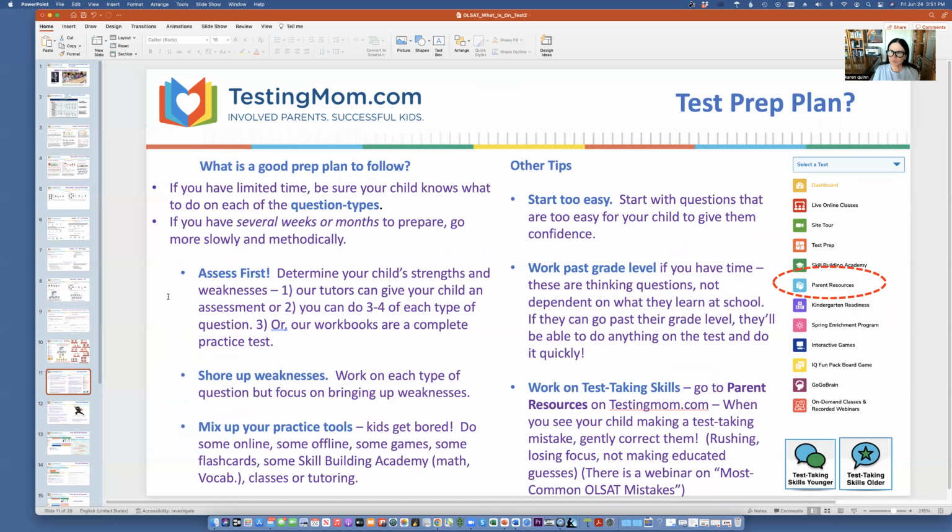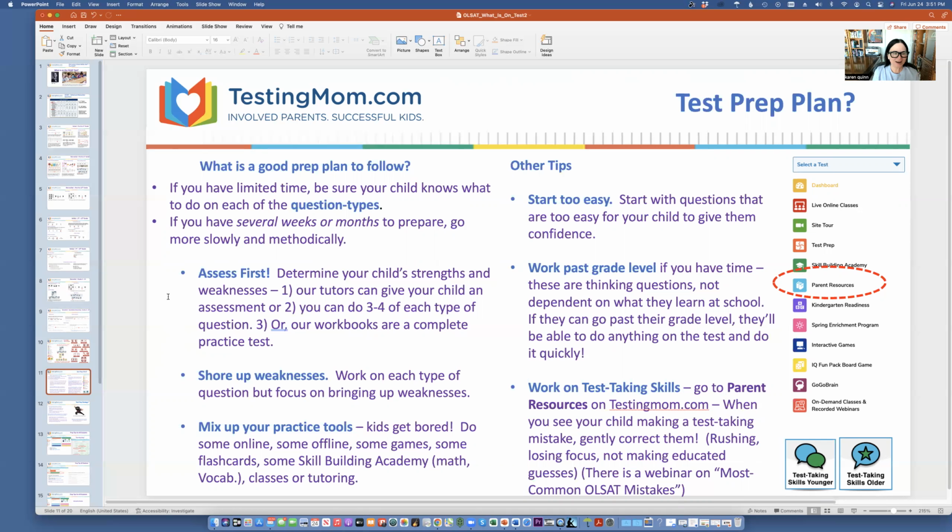And the answer is going to depend on how much time you have before your child is tested. So if you have a very limited amount of time, then what you want to do is just make sure your child understands what to do with each type of question when they see it. Because you don't want them to be sitting there trying to spend their time figuring out what's going on, what they're being asked to do. So just make sure they're familiar with each of the question types if you're starting to prep at the last minute. Now, hopefully you have time, because it makes it much easier.